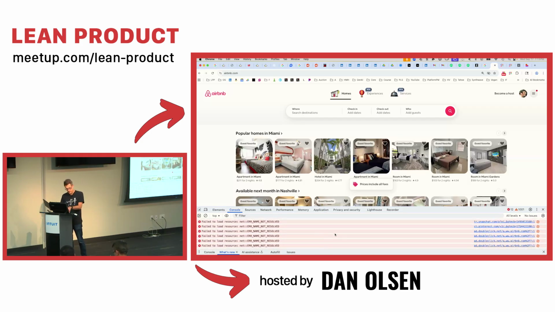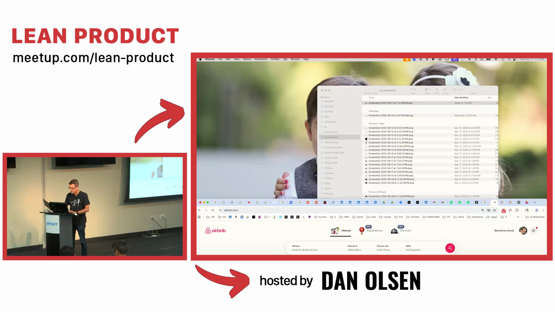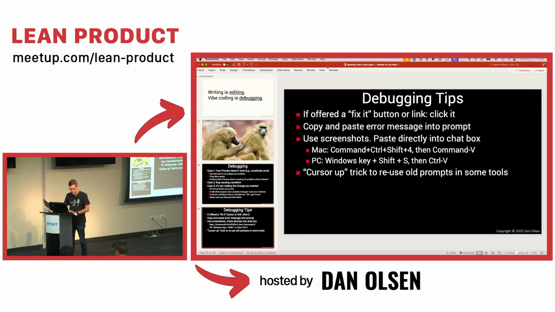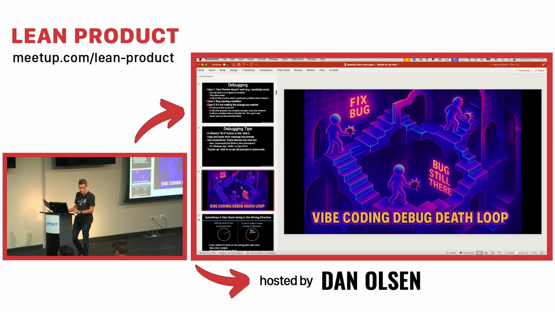You can just go in here and take a screenshot of this stuff and paste it in too, instead of having to try to copy and paste the text as well, right? Okay. So just a little bit of advanced stuff. And you will get into the vibe decoding death mode.